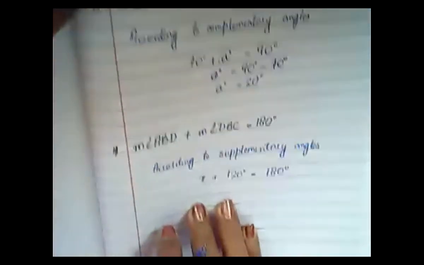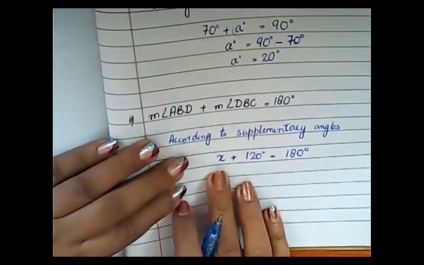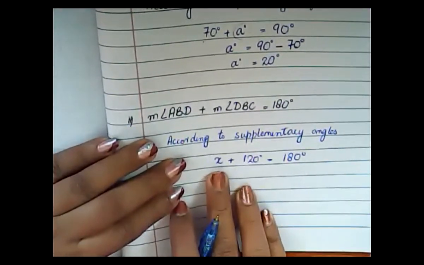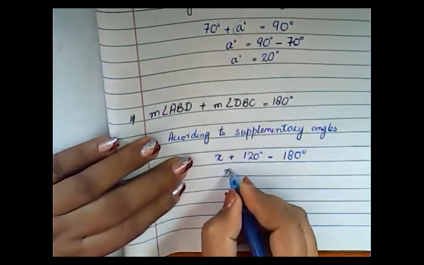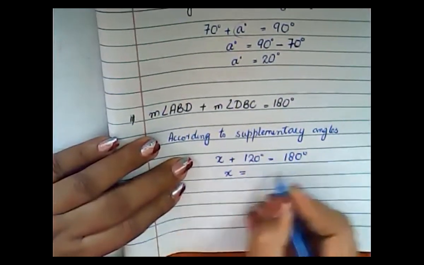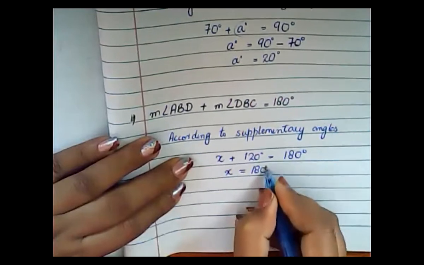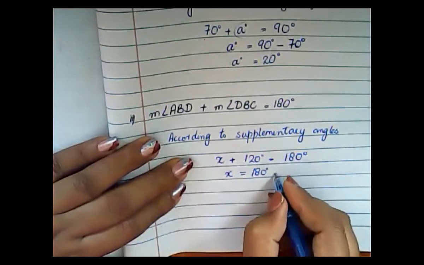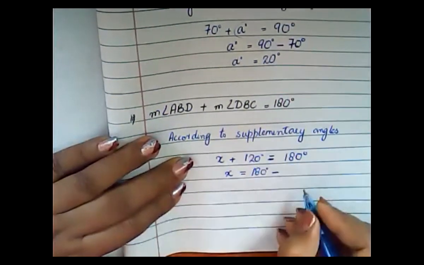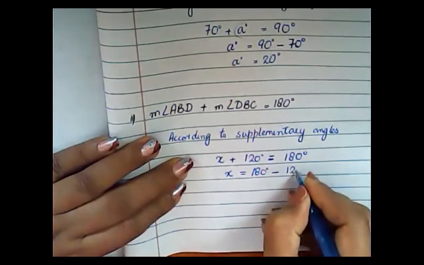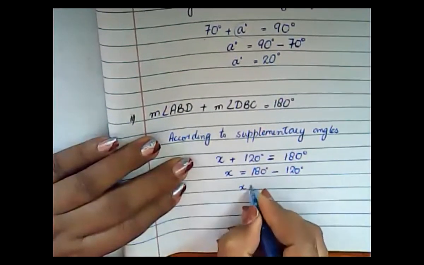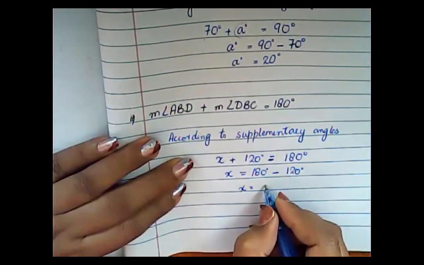Now what you have to do is find this x. So what you will write here, simply x is equal to 180. This is plus, so it will be minus from here. This is the equals sign, minus 120. So the answer will be equal to 180 minus 120. The answer will be equal to what?